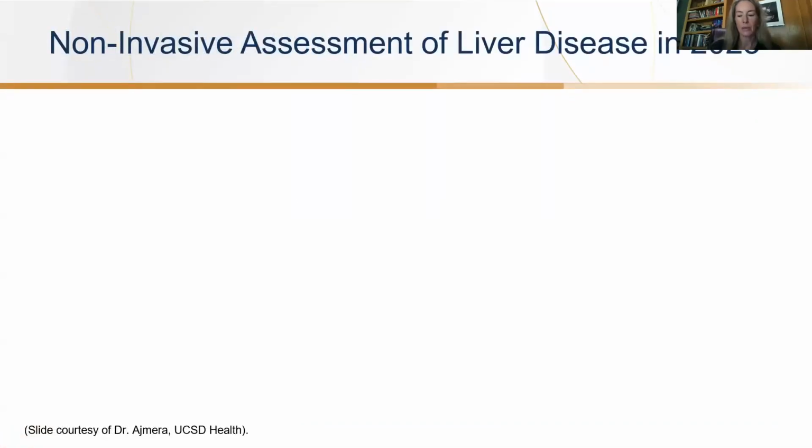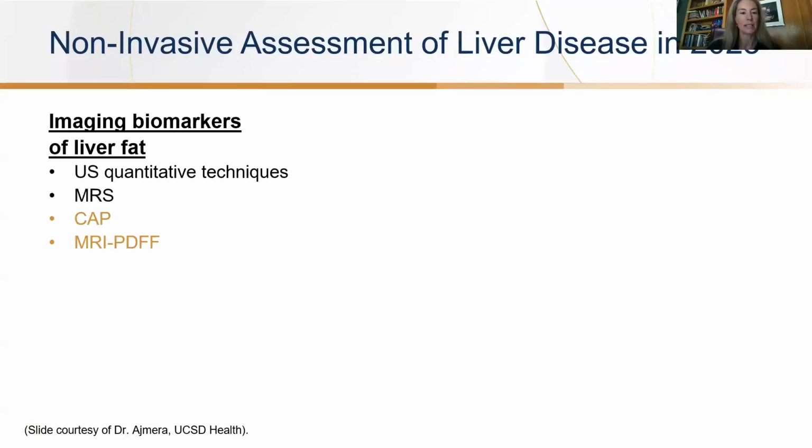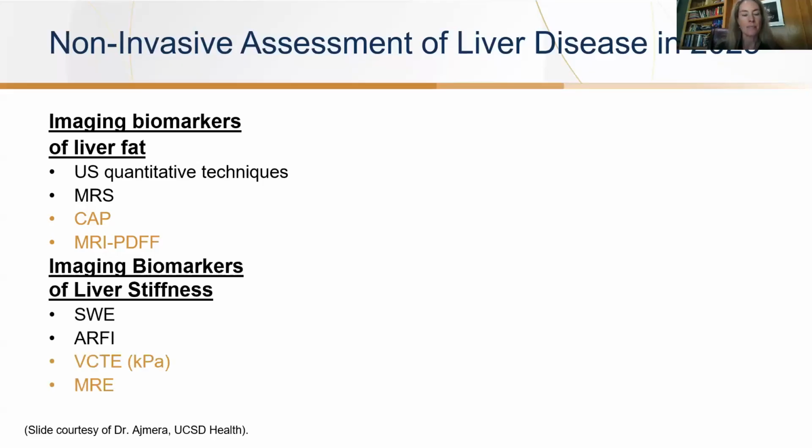All right, so the landscape for non-invasive assessment of liver disease in 2025 is quite broad. We now have imaging biomarkers of fat in the liver based on ultrasound and MRI, and then imaging biomarkers of liver stiffness that include shear wave elastography, ARFI, vibration-controlled transient elastography, or FibroScan, as an example, as well as MRE or MR elastography.